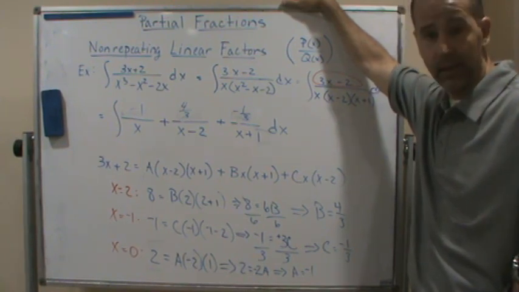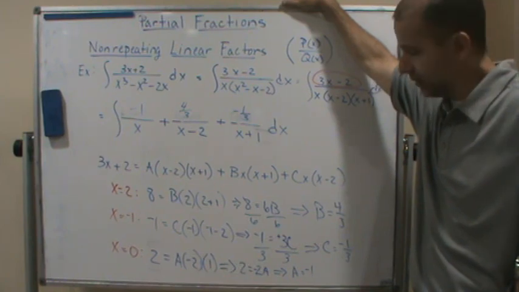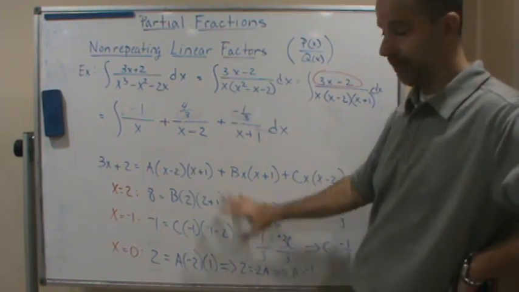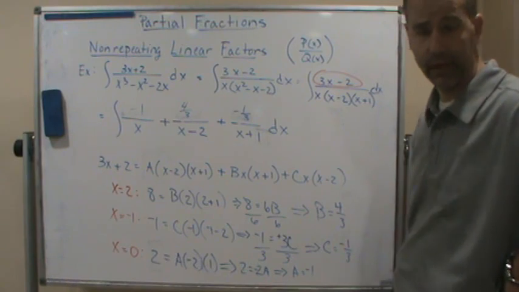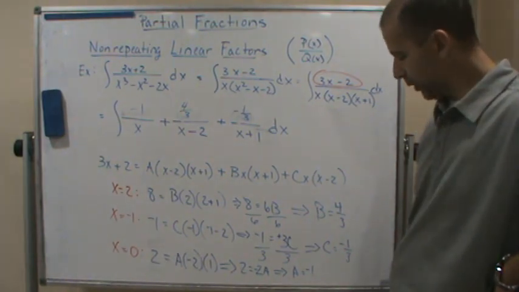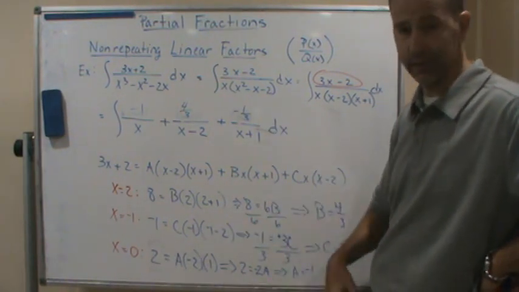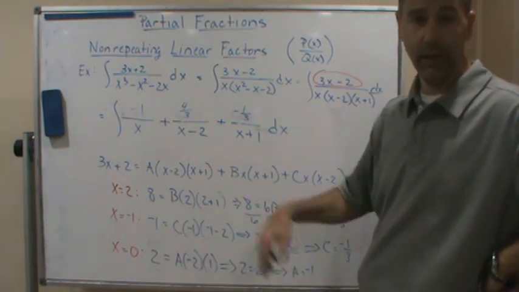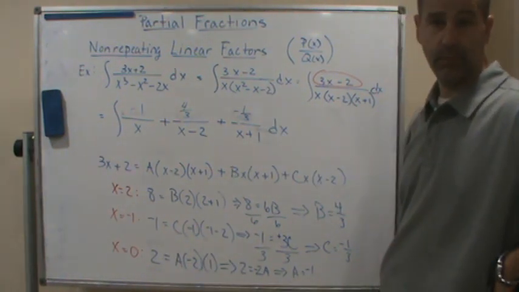But that's it. Either way is fine by me, and it'll get you the correct answer. Obviously, this is going to be a faster way of doing it. But if this doesn't work or you get stuck on this, you can always go back to just solving the numerators like I did before.